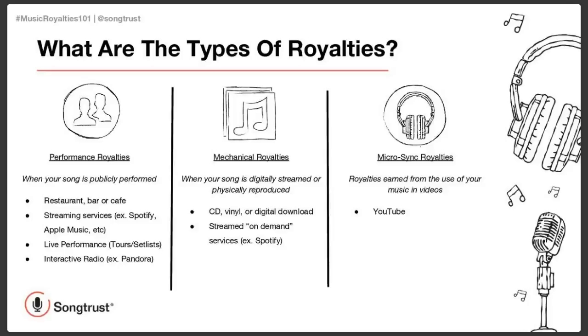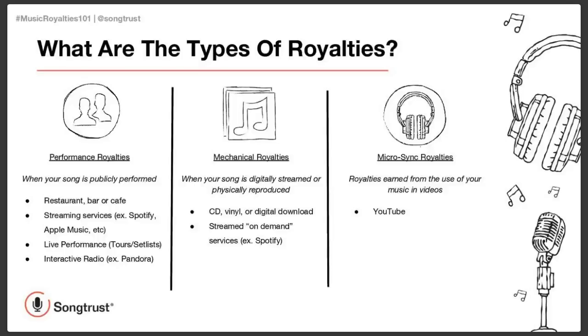For mechanical royalties, these are generated when your song is digitally streamed or physically reproduced. So physically reproduced like a CD, a vinyl, or a digital download like from iTunes, or streamed on the same streaming services that I mentioned before. And it's really important to realize that one stream will be generating both a performance and mechanical royalty.